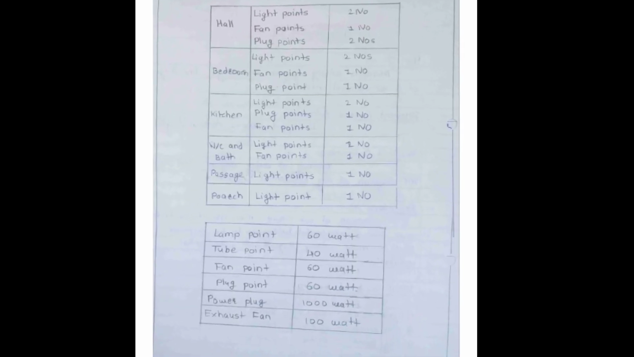And this is the whole. In brief, in the whole there are some points: first is light point, fan point and plug point. There are two light points, one fan point and two plug points. In the bedroom, two light points, one fan point and one plug point. In the kitchen, two light points, one plug point and one fan point.